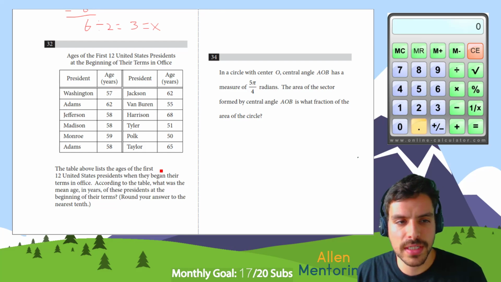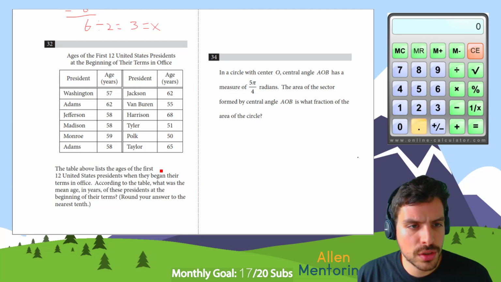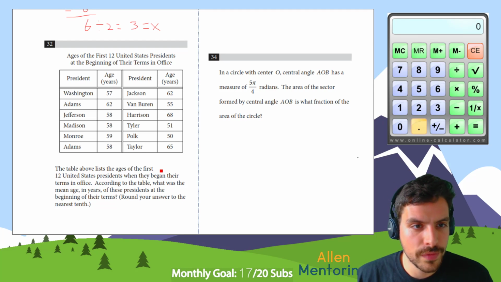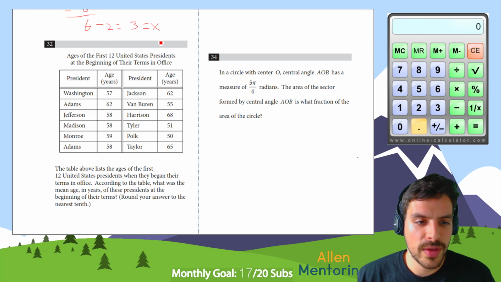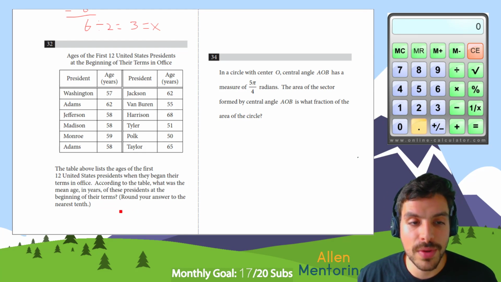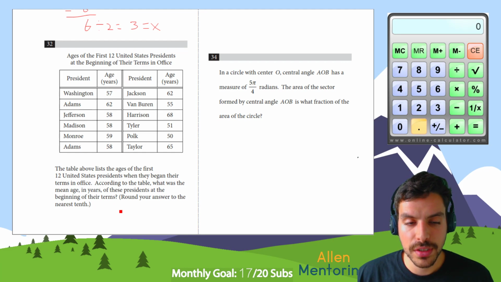All right, so it's pretty easy. We are just trying to find the mean of these 12 numbers. And the way that you find a mean is you add up all the numbers and you divide by how many numbers you have.